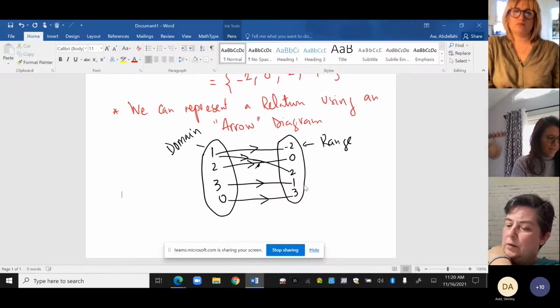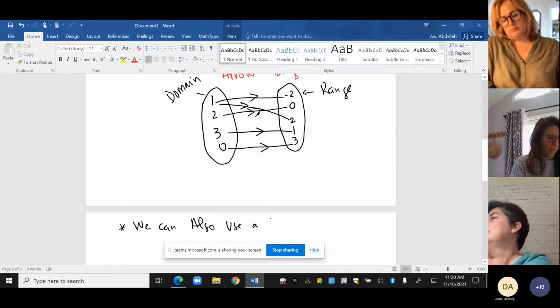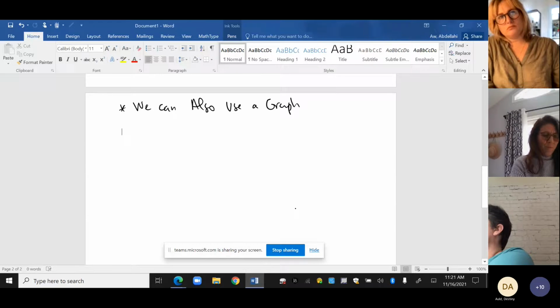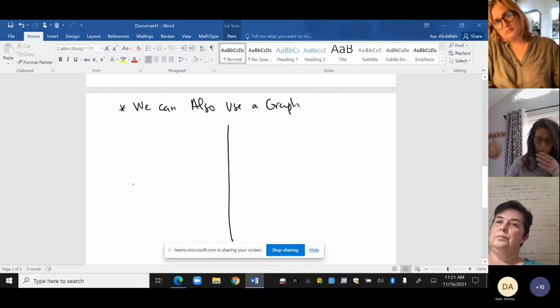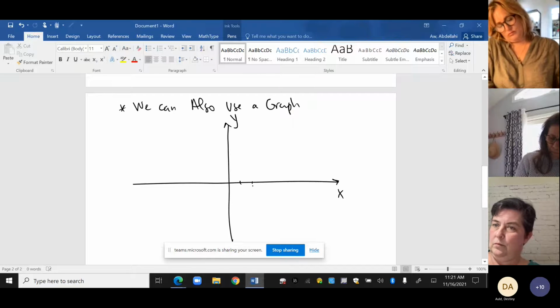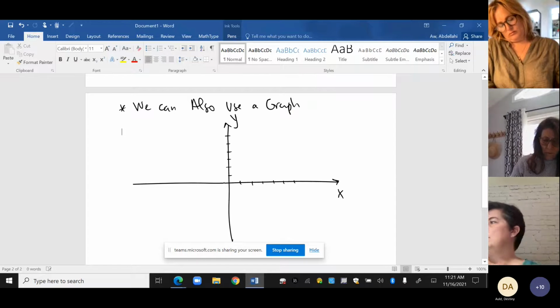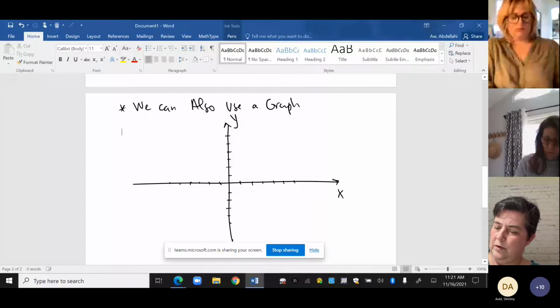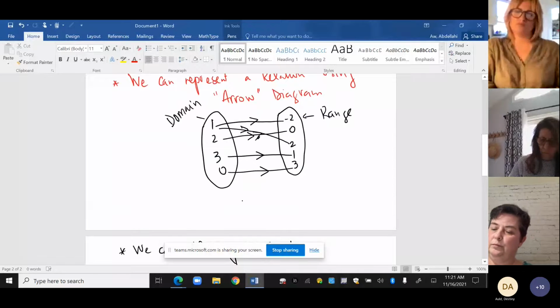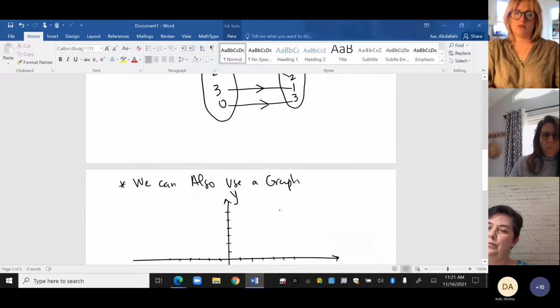We can also graph the representation, okay? A graph, right? So you all know the graph will have this. This is the x-axis. This is the y-axis. And then we put the units 1, 2, 3, 4, 5, 6. So the graph of this relation will be about how many points? How many points will represent this relation? About 5 points.